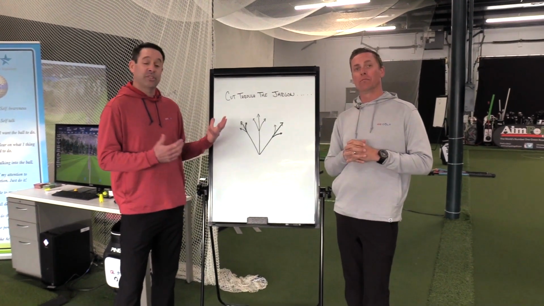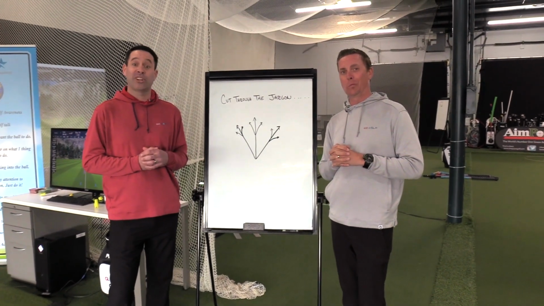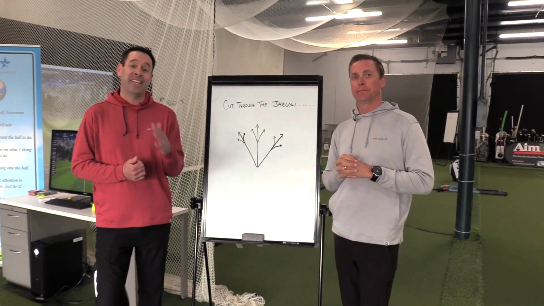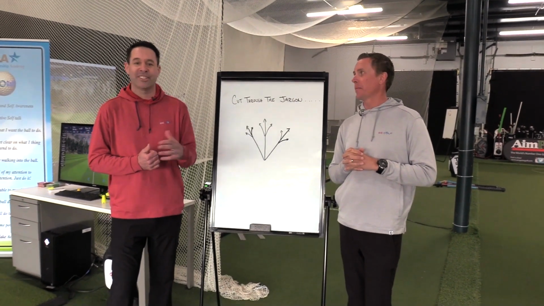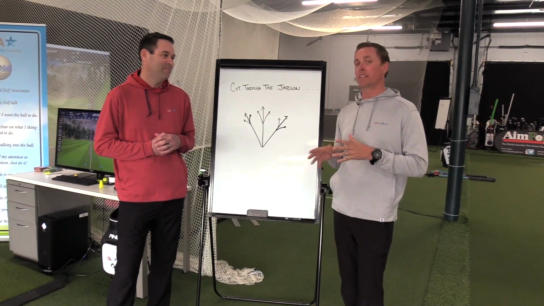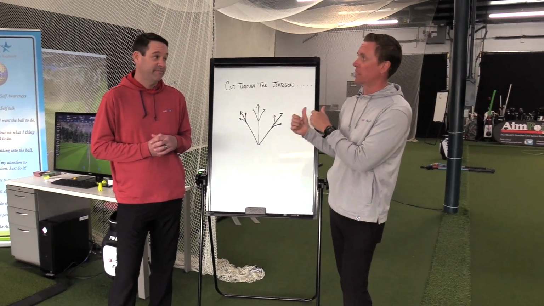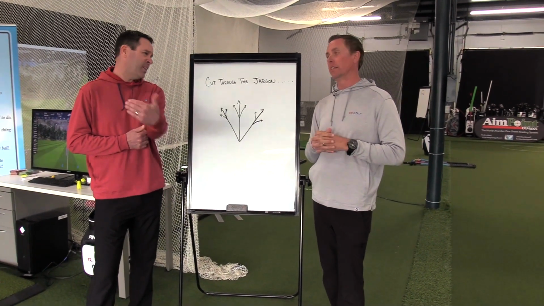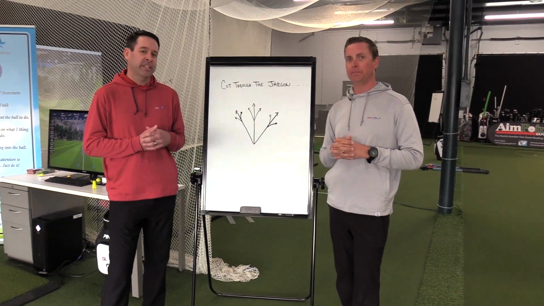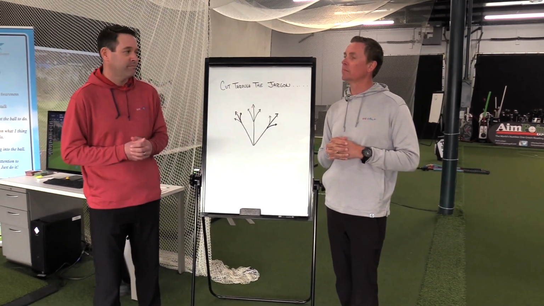Next one, we have the straight up pull. Ball starts left, stays straight left. We know that the face and the path are both to the left in this instance. For those folks who are straight pulling, you've got to get some things moving more to the right. You can get the face more open, or you could try to shift the path, because a lot of times when you shift the path, the face goes with it. All right, cool.